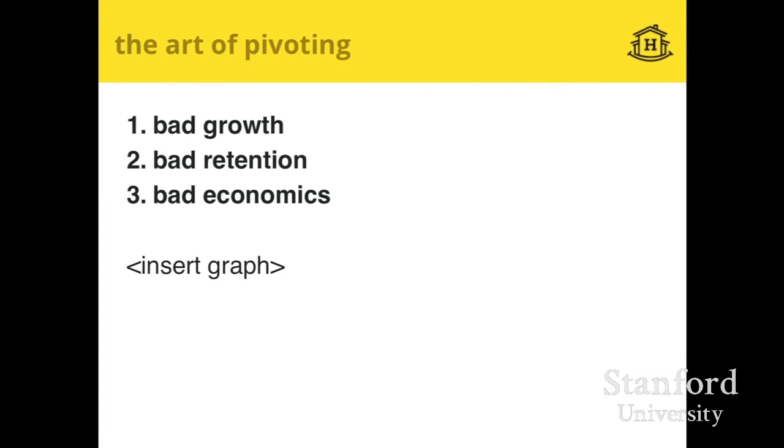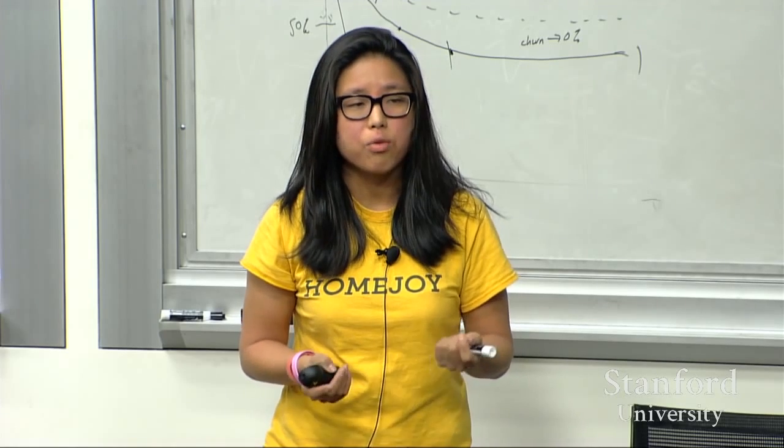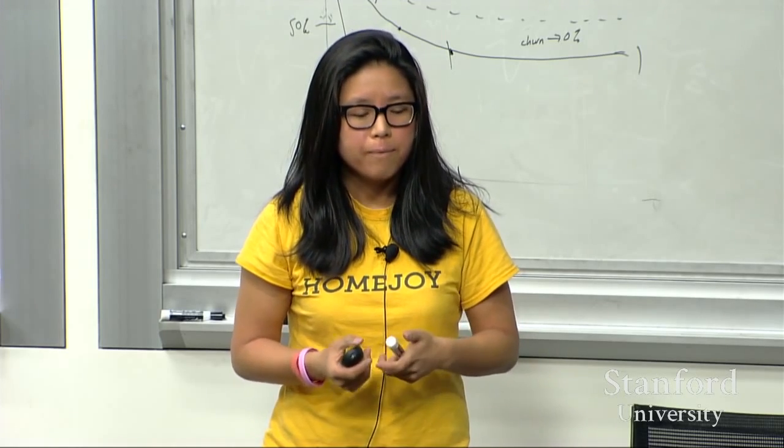So, the art of pivoting. A lot of people ask me, Homejoy in its current concept was literally the 13th idea we fully built out and tried to execute on and tried to get customers for. And so a lot of the questions I get is, how did you even get to that 13th idea? And how did you decide when to move on?